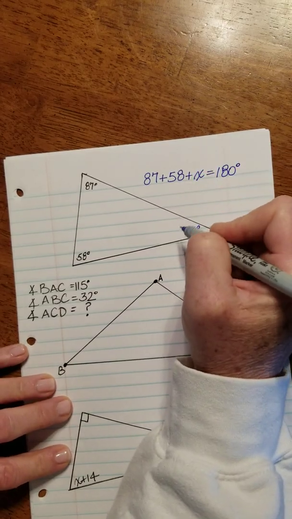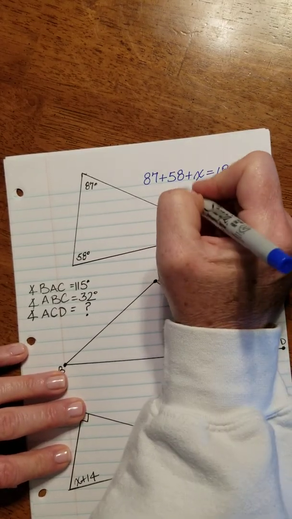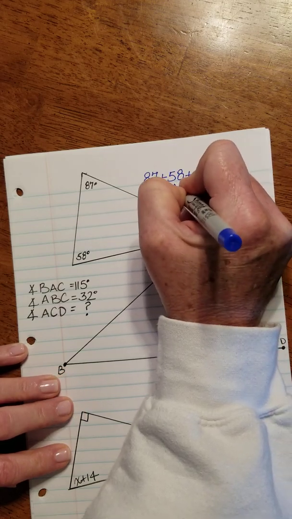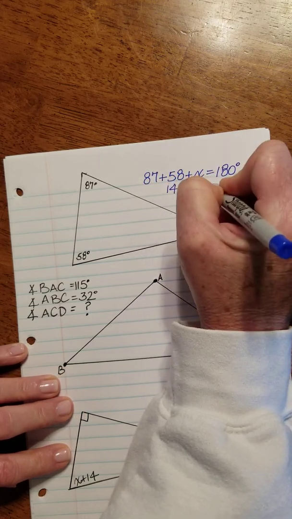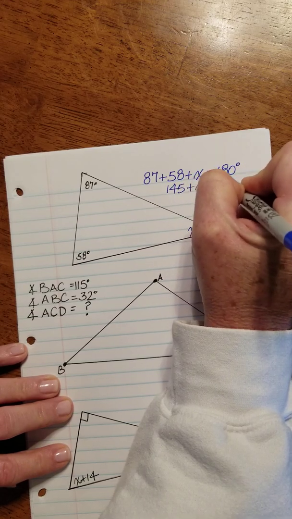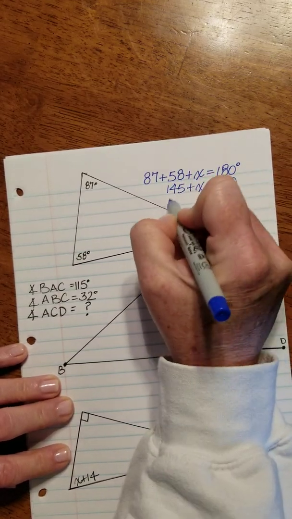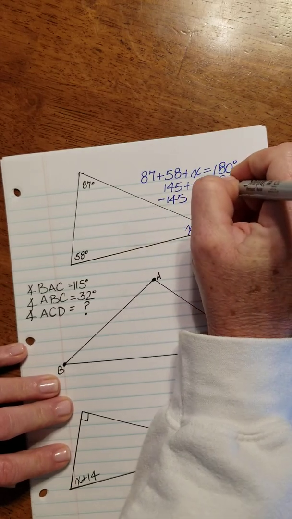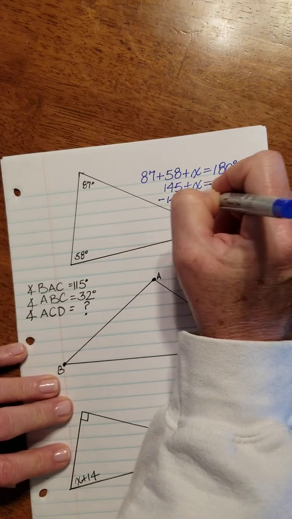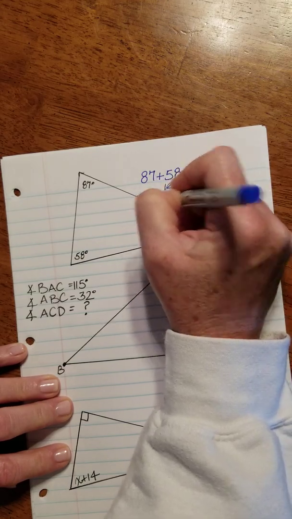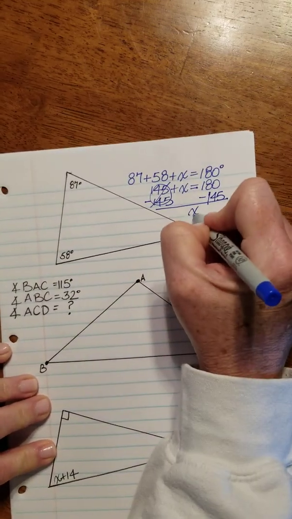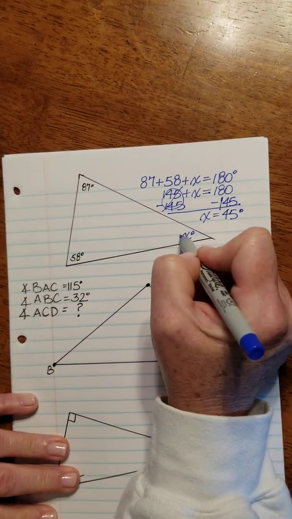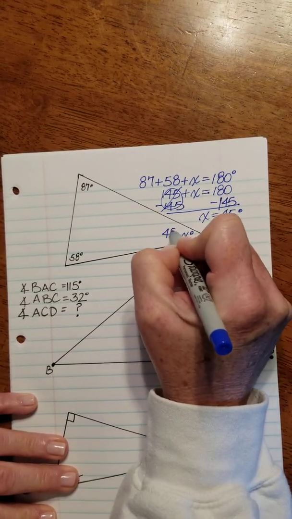So now all we need to do is combine our like terms, and 87 and 58 is 145, plus x equals 180. Then we can subtract 145 from both sides of our equation. This gives us 0. So now x is equal to 45 degrees. So this angle measure is 45 degrees.